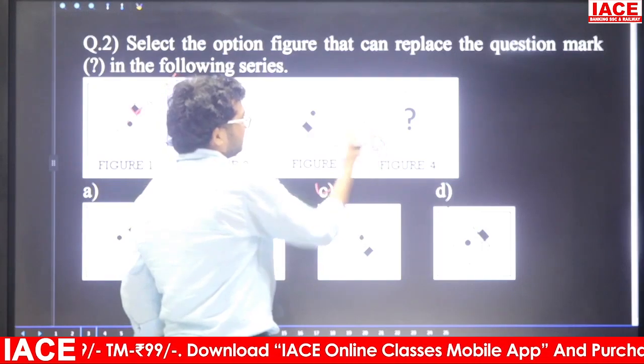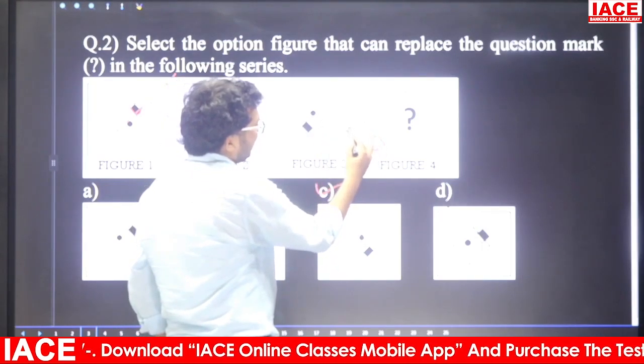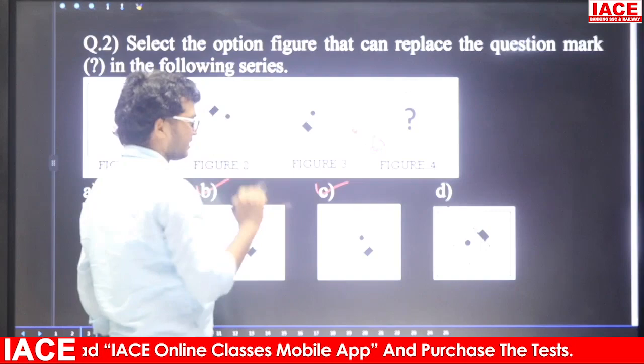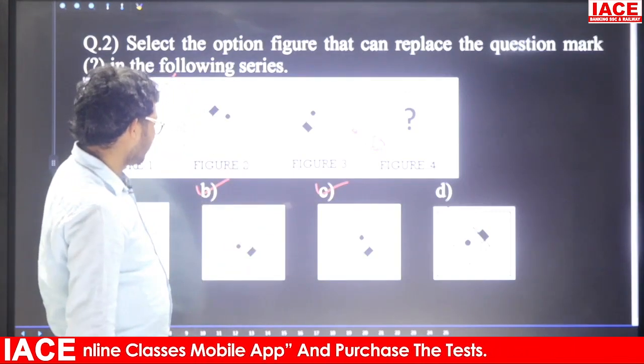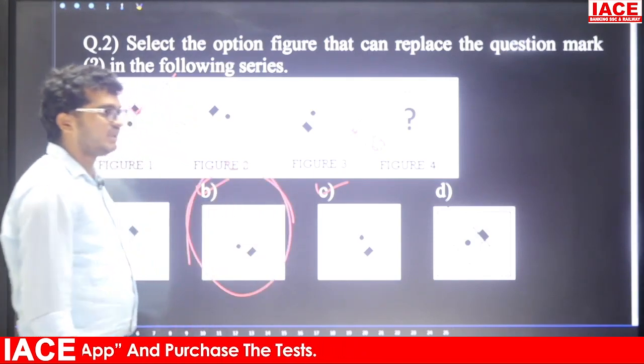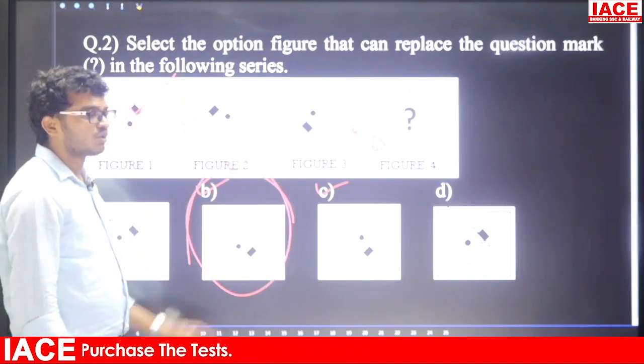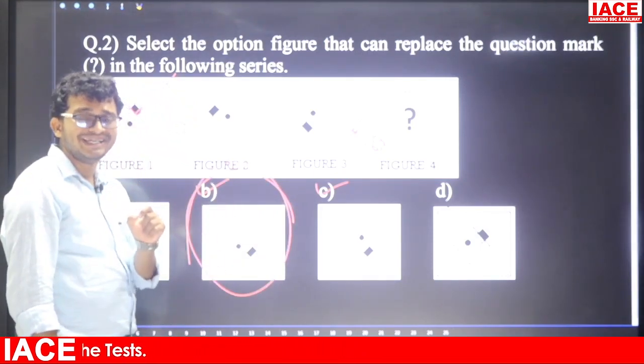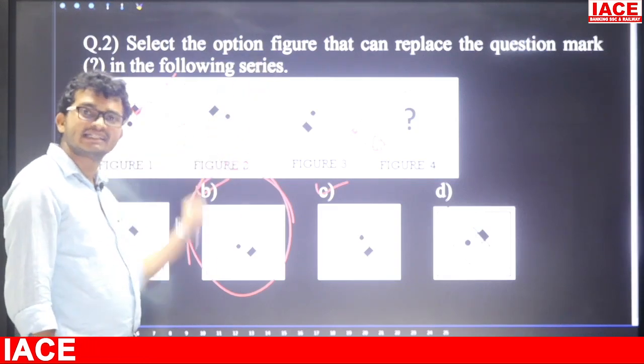While rotating, the shading should be downside, that means here that empty space, and next one the shading place should be there. So the first one is empty, after that the shading should be there. Which of the following options matches? Option B. So the answer is option B. Question number 2, answer is option B. Here the logic is 90 degrees anti-clockwise rotation.